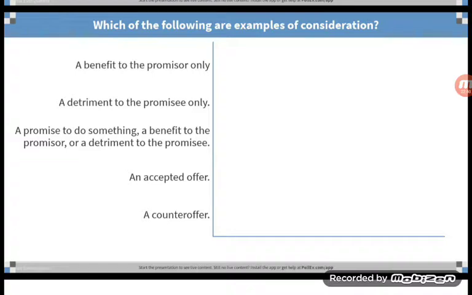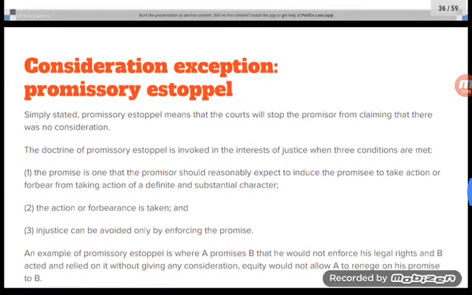That would be the middle one. A promise to do something, a benefit to the promisor, or a detriment to the promisee. All are fine.